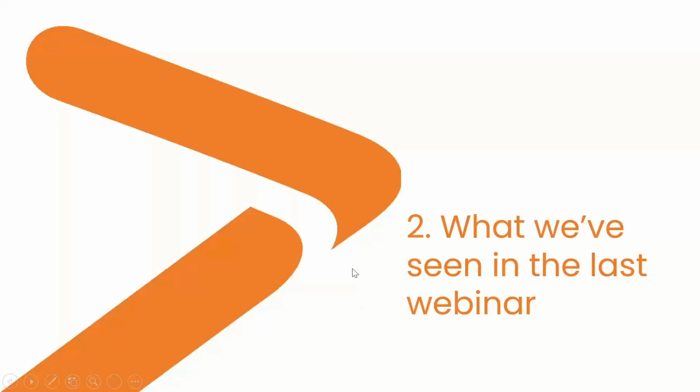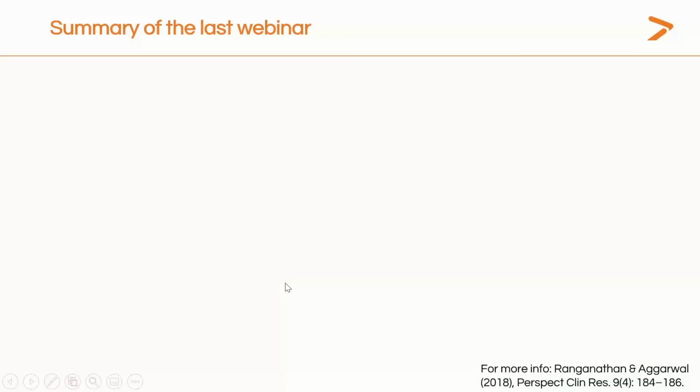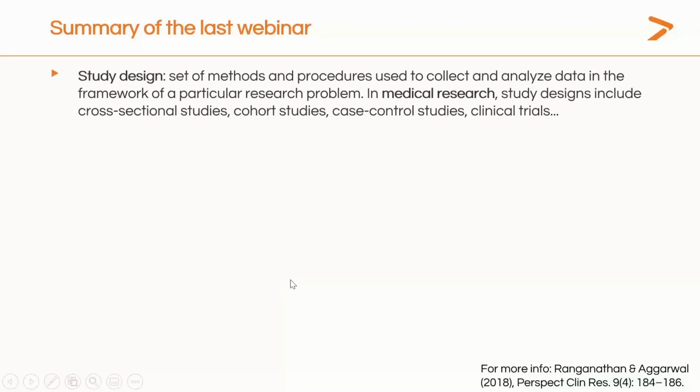So what have we seen yesterday? Here's a short summary. What is a study design first? A study design is a set of methods and procedures used to collect and analyze data in the framework of a particular research problem or a particular research question. In medical research, study designs include cross-sectional studies, cohort studies, case control studies, and clinical trials. Maybe some of you are already familiar with some of these designs.